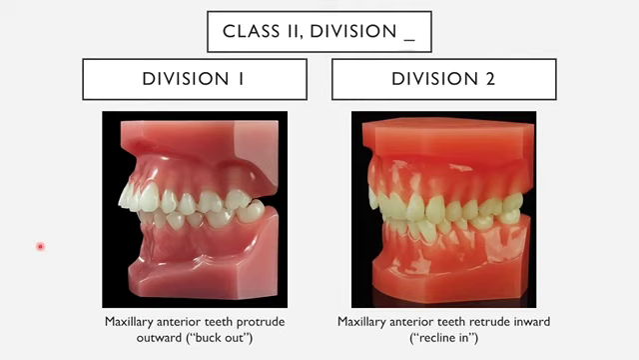Now let's talk about Division 1 and Division 2. These are subcategories within Class 2 occlusion. When somebody has Class 2 occlusion or overjet, they can be either Division 1 or Division 2. As we see here in the picture of the models, Division 1 is when the maxillary anterior teeth protrude or buck out, and Division 2 is where these teeth recline inward.